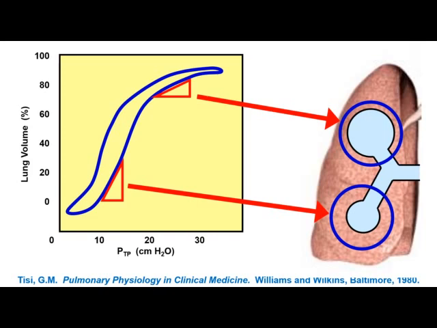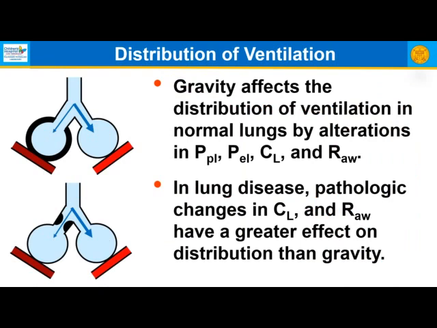And this is plotted on the flow volume curve here. So you can see that up here, we're in this flattened portion of the curve. For a certain amount of pressure, you don't get much volume. But down here, on a more optimal portion of the curve, even a modest amount of pressure, you get significantly more volume. That is a difference in ventilation throughout the lung. Gravity affects the distribution of ventilation in normal lungs by alterations in pleural pressure, elastic recoil, compliance, and resistance. In lung disease, pathologic changes in compliance and resistance have a greater effect on distribution of ventilation than even gravity.